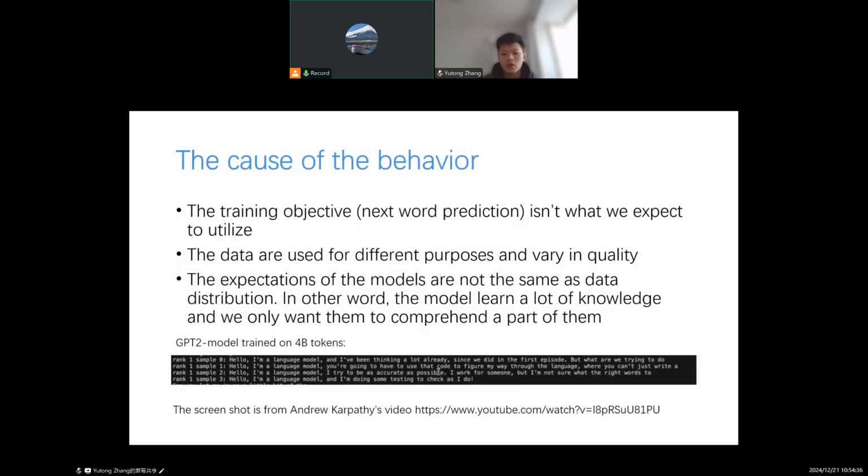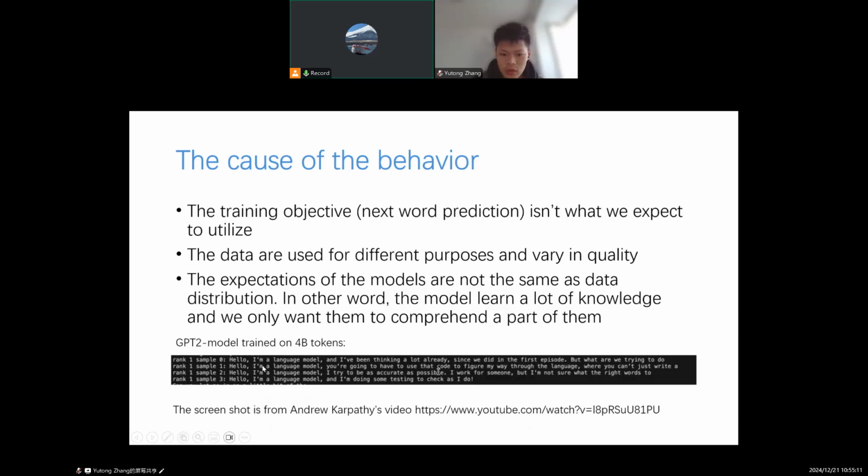However, if we only do the pre-training part in training a model, it's going to have very terrible performance. For example, I have a screenshot from Andrej Karpathy's videos about how to train a GPT-2 model from scratch. After doing the training part, I got this sample from here. It was prompted by, "Hello, I'm a language model," and it goes like this.